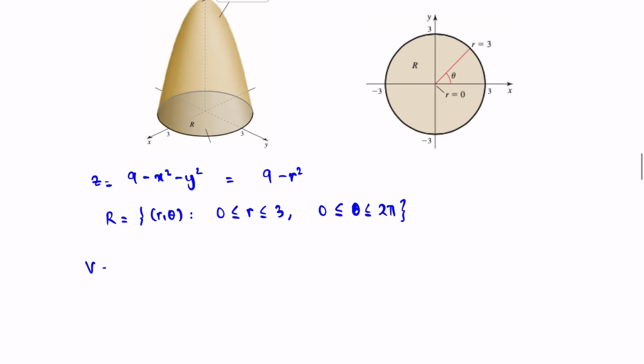Now the volume becomes the double integral of the surface. The surface in this case, written in polar coordinate system, is 9 minus r squared, times r, which is an extra component of the double integral in a polar coordinate system. And then you evaluate the integral with respect to r and with respect to theta. So this is the iterated integral for volume, for r going from 0 to 3 and theta going from 0 to 2 pi.